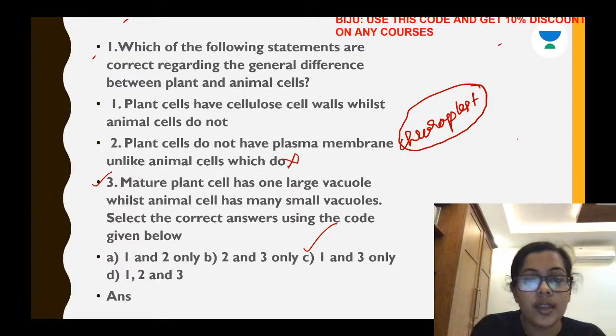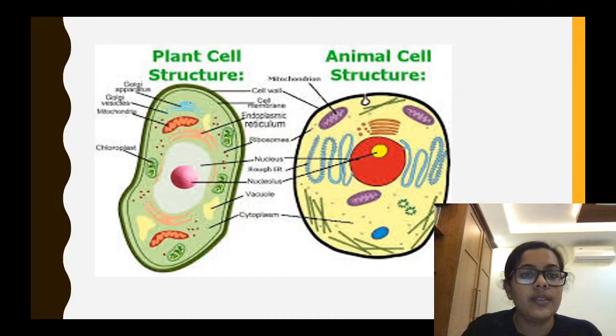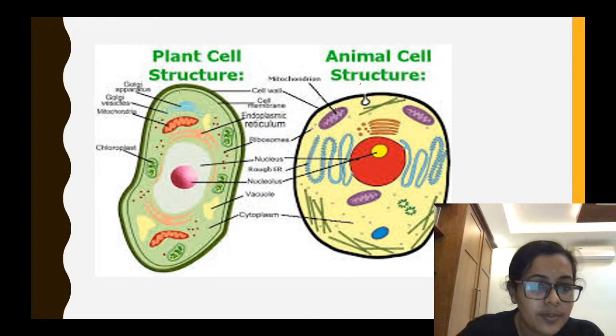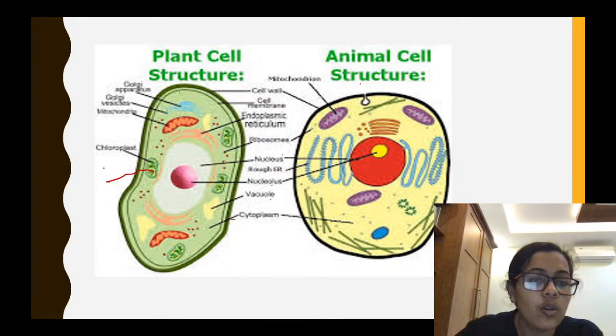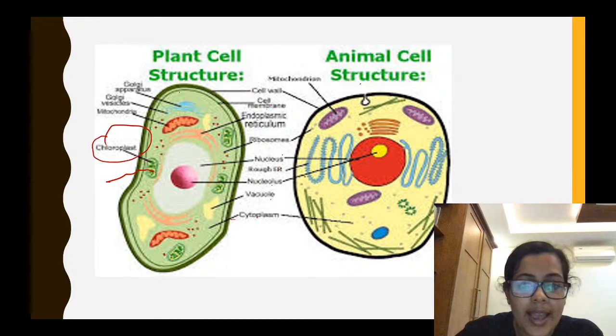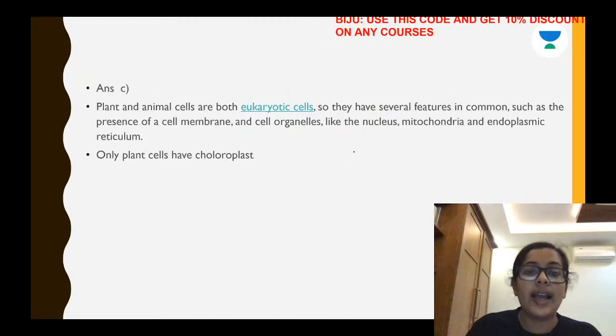So we'll see in detail. Okay, that's better, right? So this is the plant cell, this is the animal cell, this is mitochondria. Here the cell membrane is the plasma membrane, nucleus, nucleolus, vacuole, cytoplasm, chloroplast. So plants only have chloroplast. Animals do not have chloroplast. So this is the structure. We'll see what it is. So the answer is C.